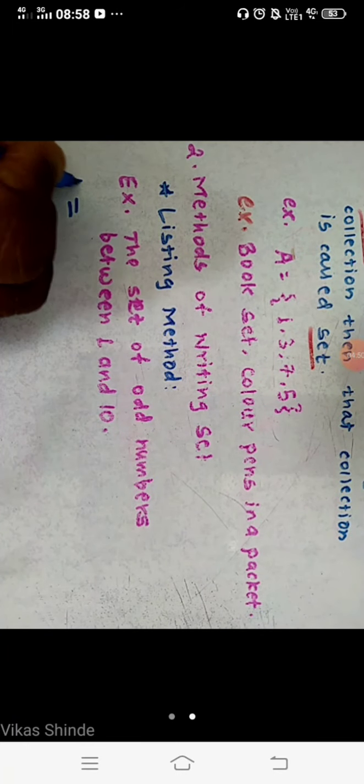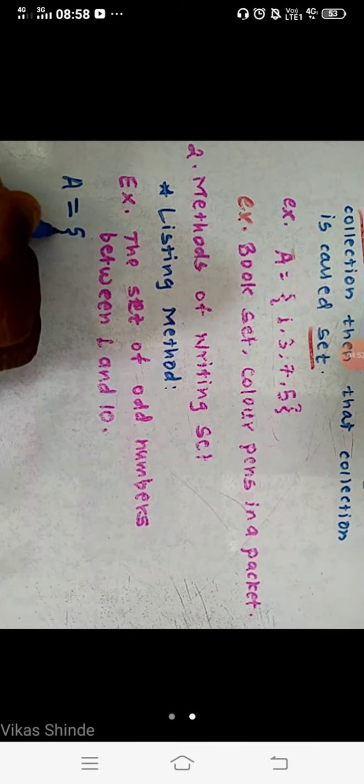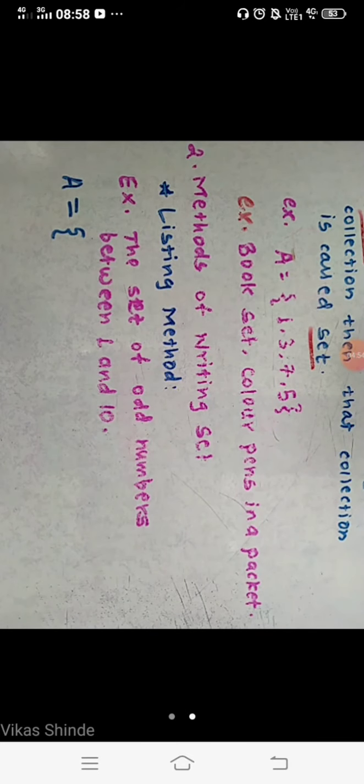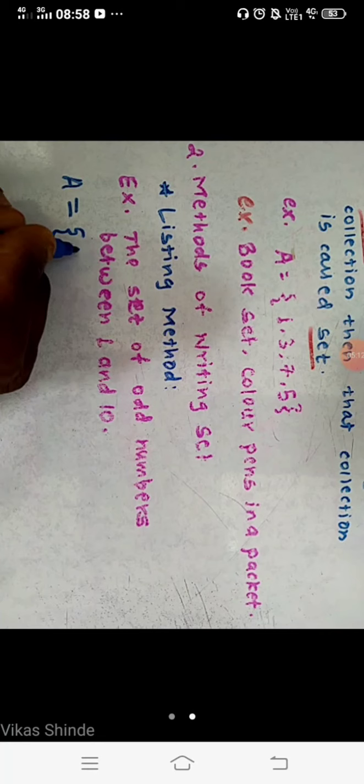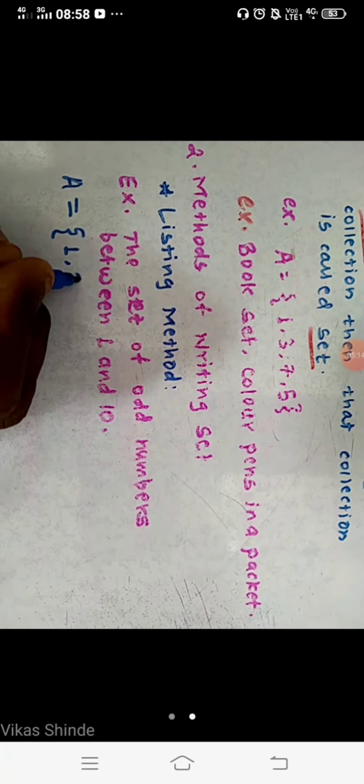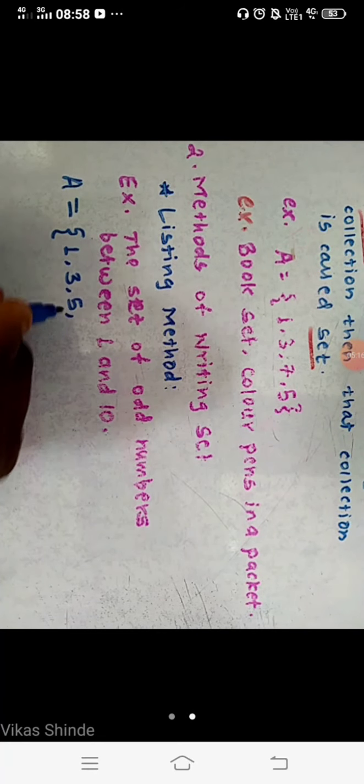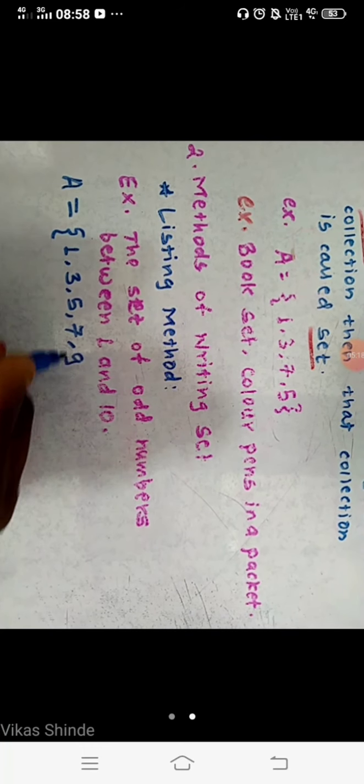Suppose I write A. Second rule here, we have to use the curly bracket. We have to write the elements from the given condition: the odd numbers between 1 and 10. Odd numbers are those that are not divisible by 2. Here you know the first number is 1, then 3, then 5, then 7, and then 9 only.